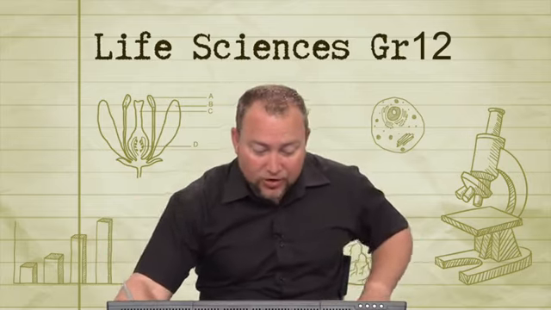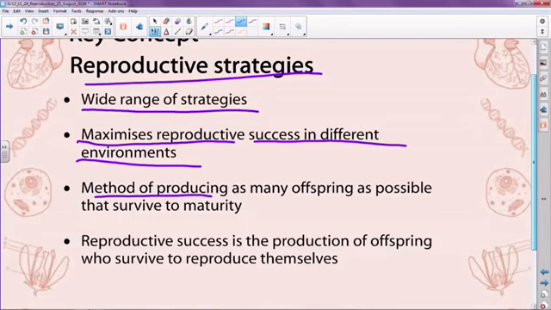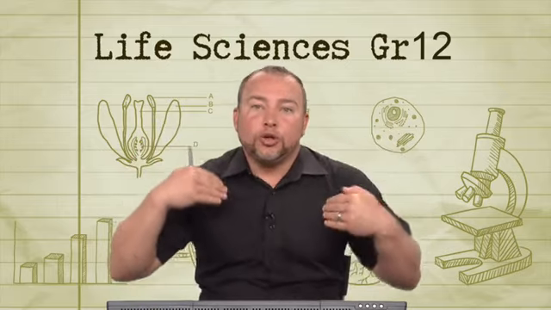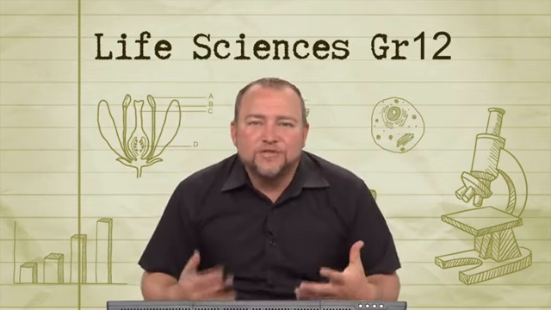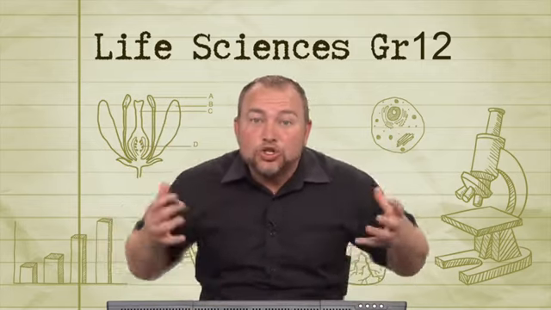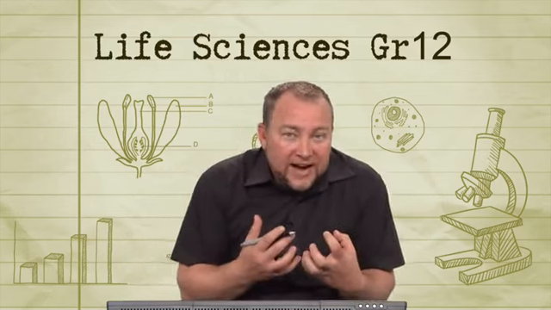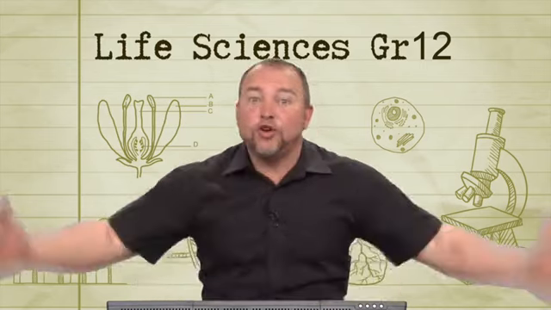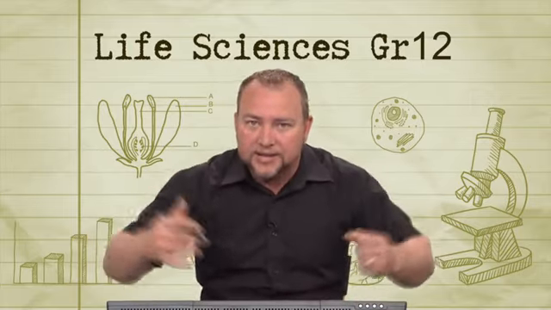Next, the method of producing as many offspring as possible that survive to maturity. The more offspring you have that survive, the better for the species. What you have to do to get that survival rate up is a strategy. It's a reproductive strategy. For example, do I look after the young for as long as possible so that they can survive for a longer period of time, or do I have a lot more offspring at a time?